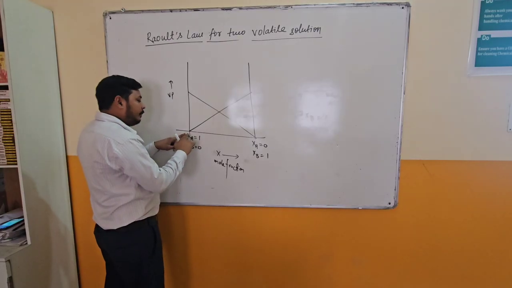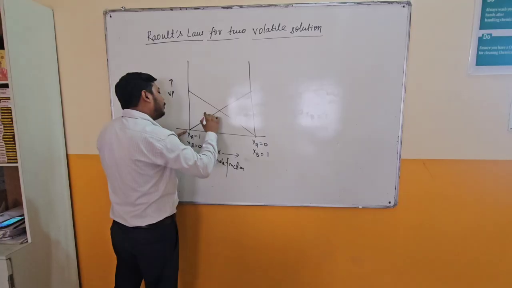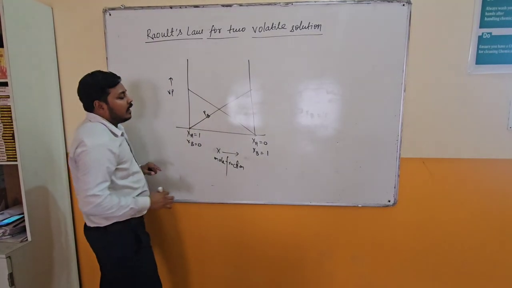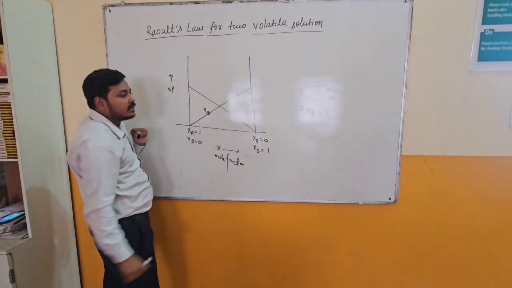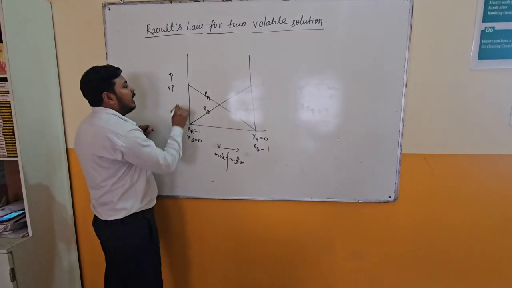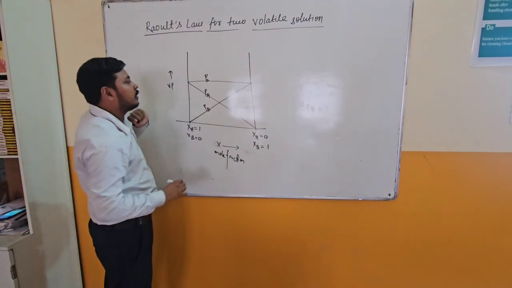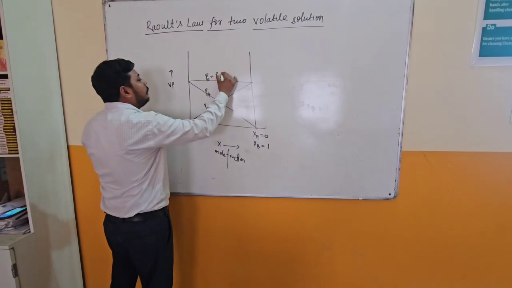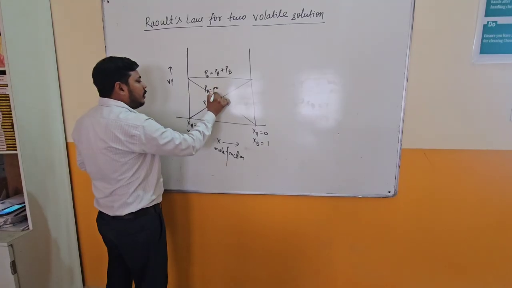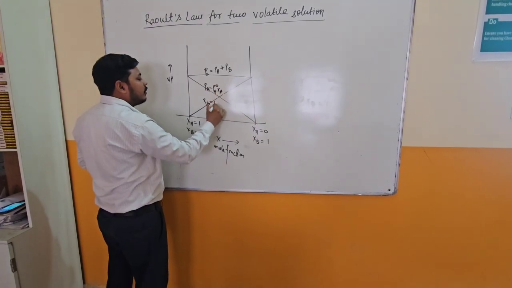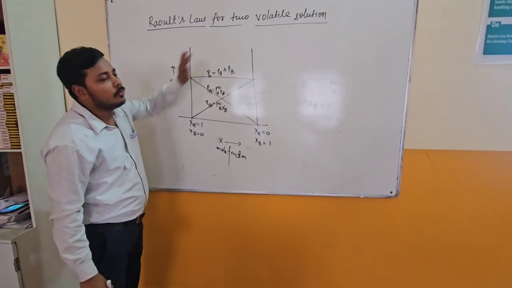This line starts where the mole fraction of B is 0 and increases continuously, therefore it represents the pressure of B. The other line, where mole fraction of A continuously decreases, represents the pressure of A. If we join these two, we obtain the vapor pressure of the solution, which is equal to pressure of A plus pressure of B, where pressure of A is P naught A into XA and pressure of B is P naught B into XB. These are the graphs of Raoult's law for two volatile solutions.